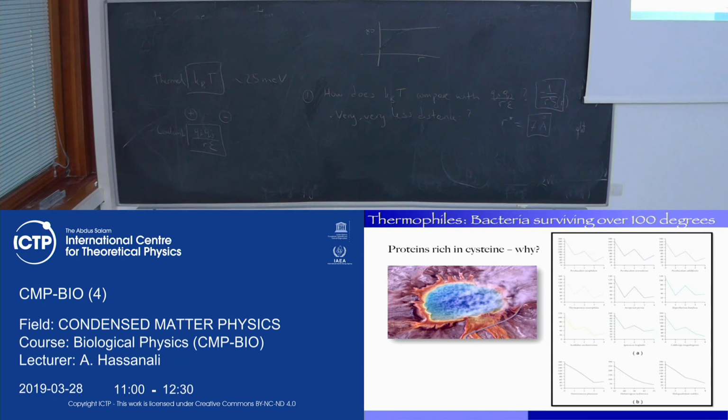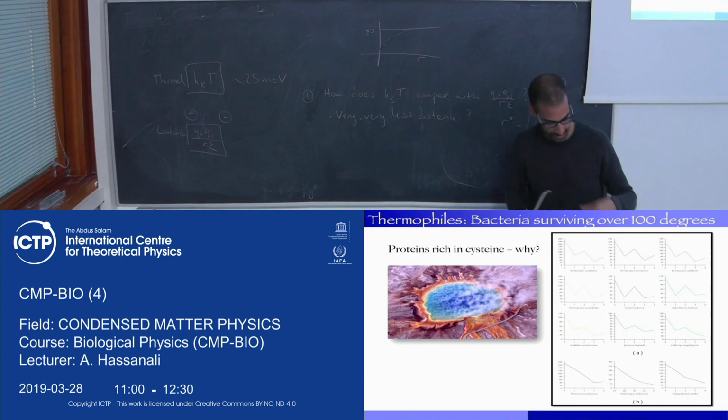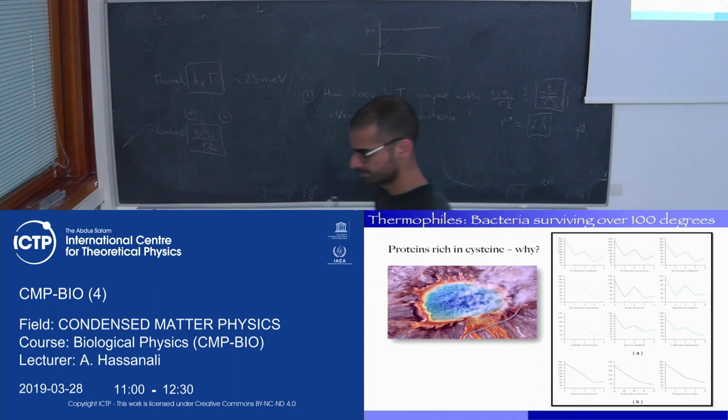So they look at a class of many different proteins in the bacteria, and they count the number of cysteine residues in ones that survive versus ones that don't. And what do you notice? What's the difference between those that survive in vents and those that don't? The x-axis is the number of cysteine residues. So I have a protein, and they count the number of cysteine residues in the protein.